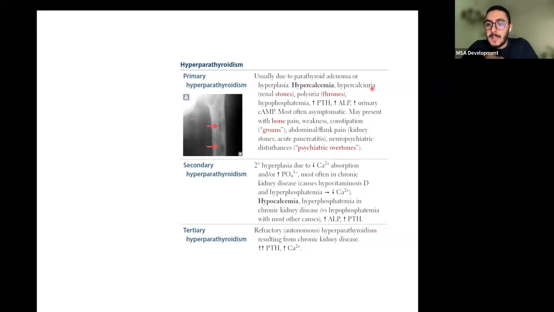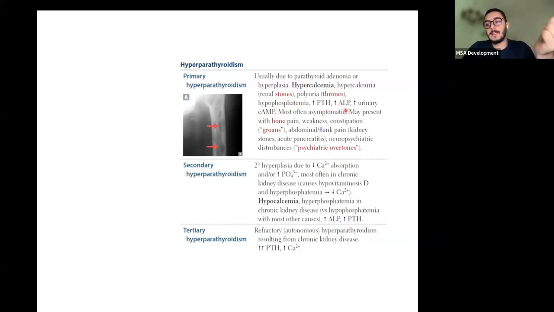Hypercalcemia, hypercalciuria. We have calcium excreted in the urine because of its very high levels and high quantities in the plasma, so some of it is being excreted in the urine. And this causes renal stones. I'll explain why they are highlighted in red now. Polyuria, which is urinating frequently. Hypophosphatemia, we explained why hypophosphatemia. Increased PTH, I explained why increased PTH.